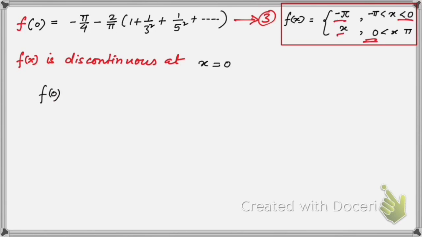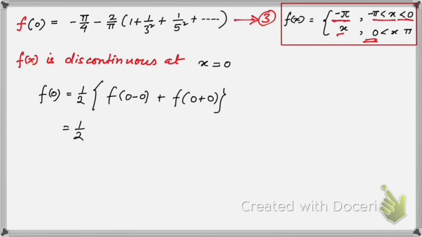So according to the concept that we have discussed already, when we have a discontinuous function at a point x is equal to c, the value is going to be the average of the left hand and right hand limits, right? So f of 0 minus 0 is the value of the left hand limit, and f of 0 plus 0 is the value of the right hand limit, right? So the value of the left hand limit according to this given function is going to be minus pi, and for the right hand limit, x at this point x is equal to 0 is going to be 0, right?